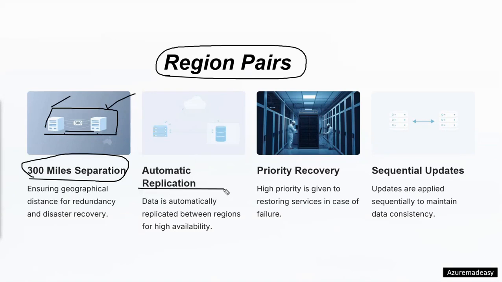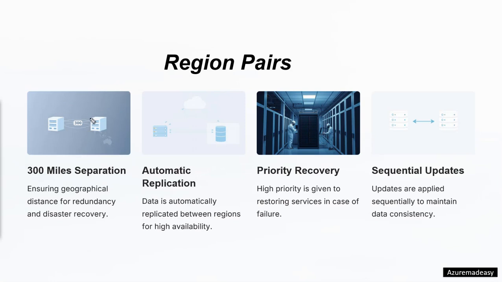It has automatic replication. Data is automatically replicated between the regions for higher availability. We also have priority of recovery, and those things we are going to understand. We have sequential updates also. We have a lot of things available in region pairs. So one region is paired with another region, so that if one region is not available, at least the other region will be able to serve your purpose. That is called a region pair.